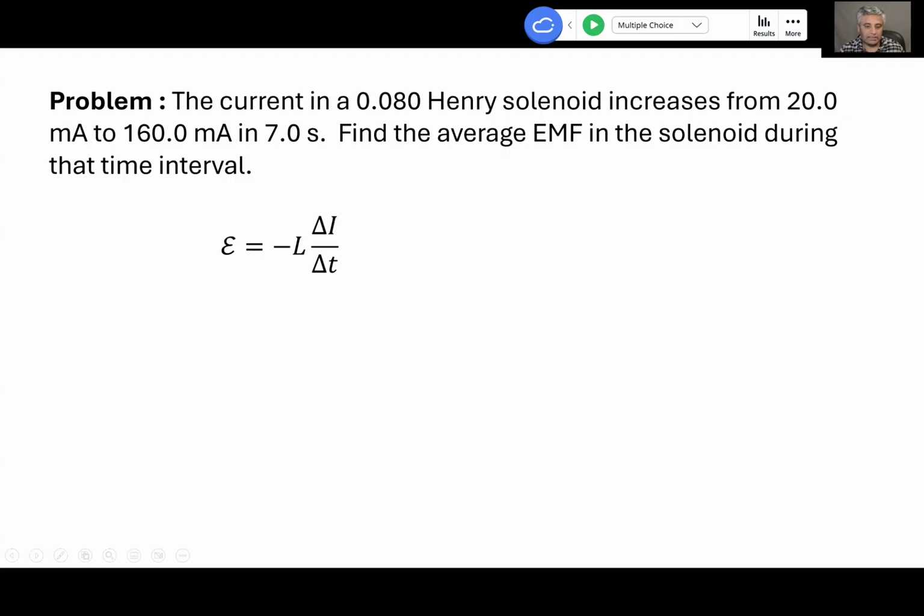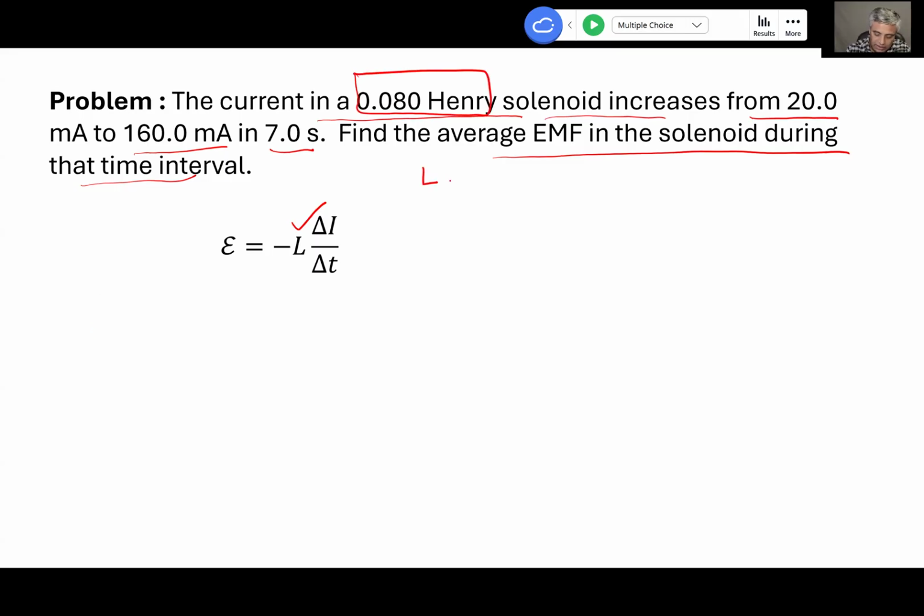So now let's look at a problem related to an inductor in a circuit here. So there is that much Henry solenoid, and the current increases from that much to that much in that many seconds. Find the average EMF in the solenoid during that period. So basically it is a plug-and-chug formula. So we are given the inductance. So L in this case is 0.080 Henry.